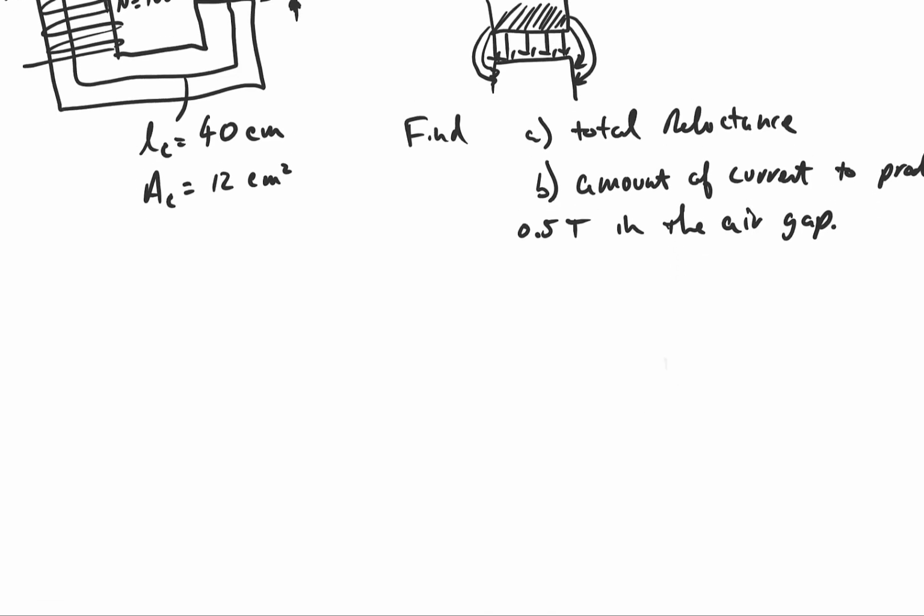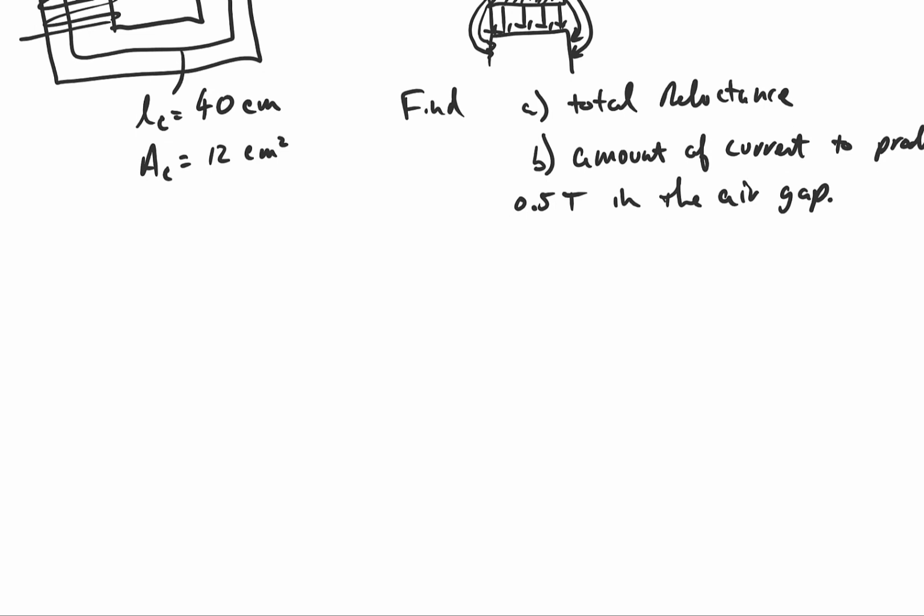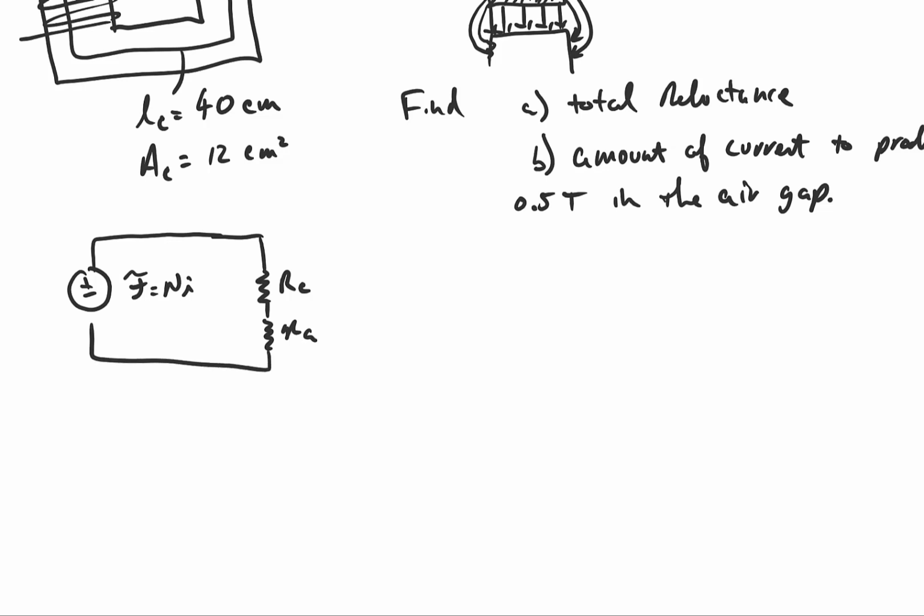So if I draw my circuit for this one, I've got my magnetomotive force, which of course is equal to the number of turns times the current. And then I have a reluctance for the core, and I have a reluctance for the air gap. And so I can start to compute each of those. So if we start off with the reluctance of the core, the mean path length here is 0.4 meters.